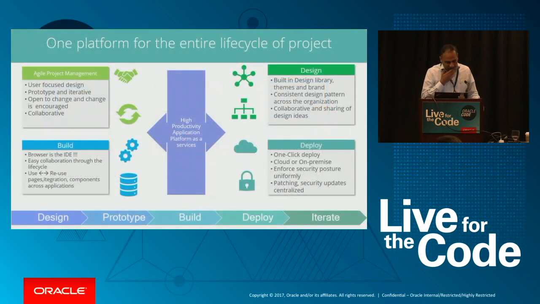So what are the advantages of using Oracle Application Express? It's one platform for the whole lifecycle of the project. If you want to do agile project management or product development, Application Express is a really good fit for that. It helps you with user-focused design. It's database-centric, but you can do user-focused design. So instead of waiting for 2 weeks or a month before the user can actually see the layout, you can start with a user layout in mind.